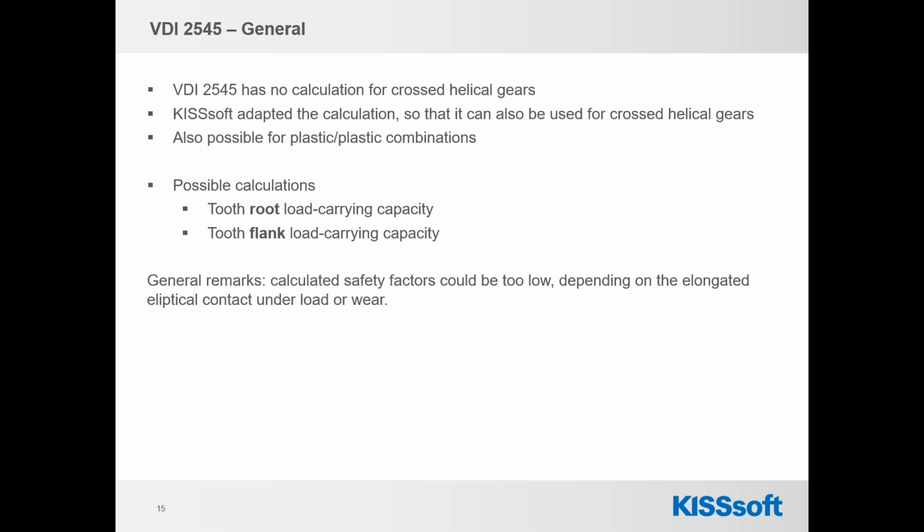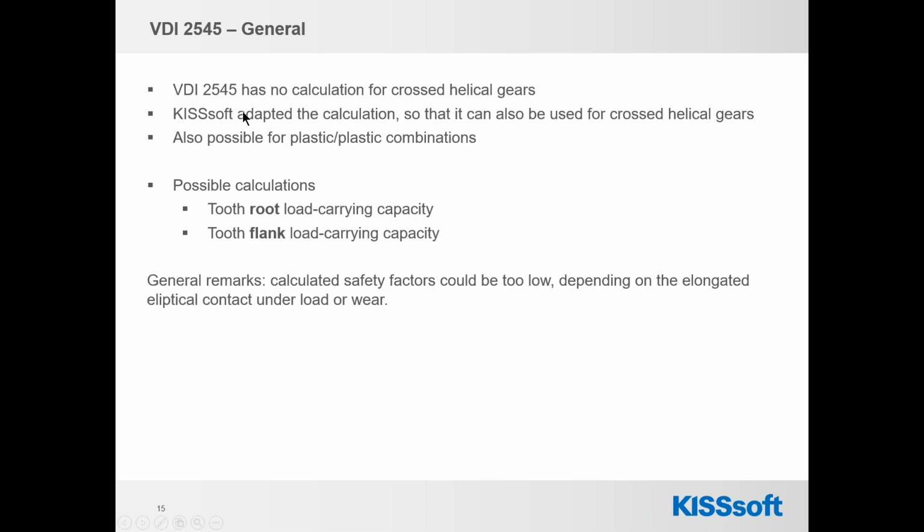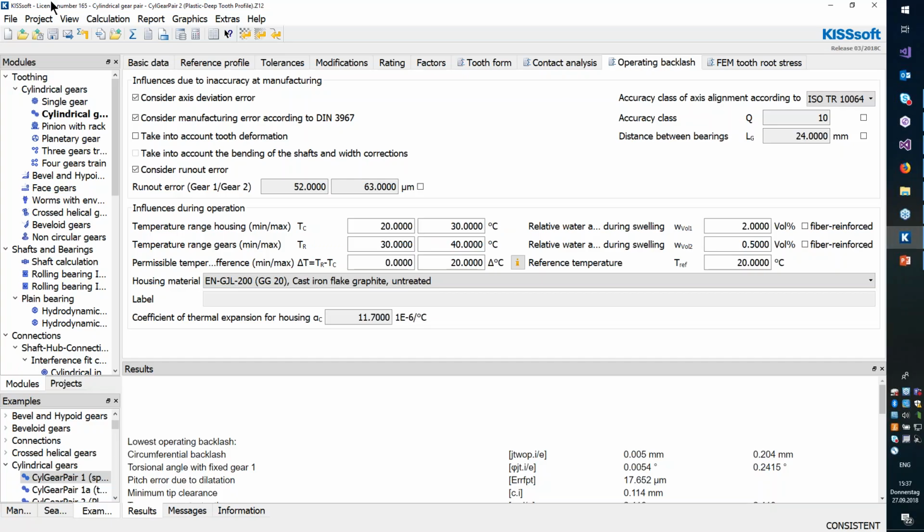The VDI 2736 doesn't have any flank fatigue data available in the standard, but it says we can use the ones from the cylindrical gear calculations. The problem in this calculation is also in the VDI is that it can happen that the calculated safety factors at the end are just too low because they're not considering this elongated or this extended ellipse contact under load or wear conditions. Okay, let's go to the software.